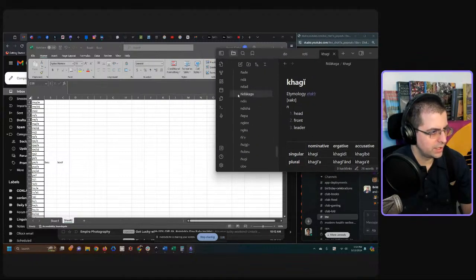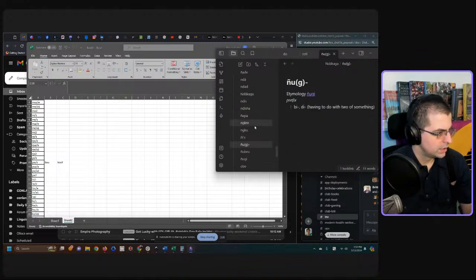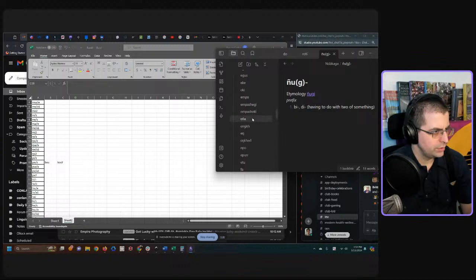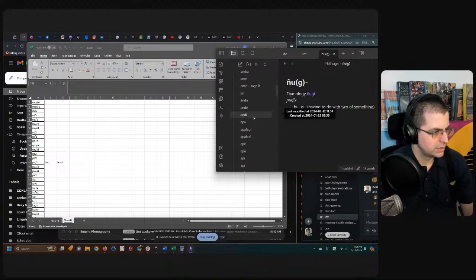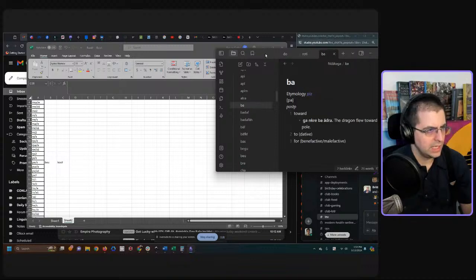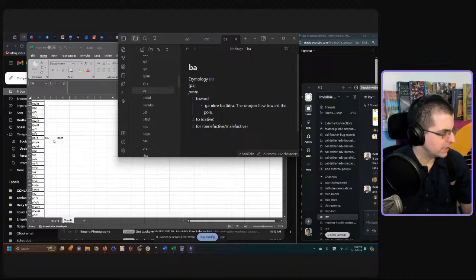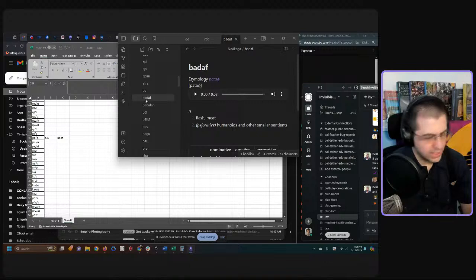But okay, here we have the palatal. So we've got ones for the palatal, but we're not going to use that. Let's go look at the B's, because we've got a few B's. So we have a ba, but that is two toward. Not sure if that's something concrete enough. Badaf. Badaf is a contender.